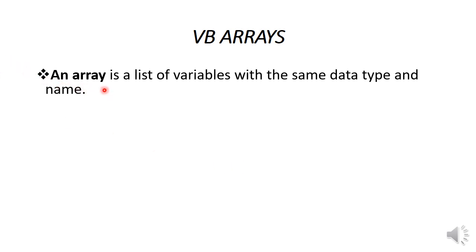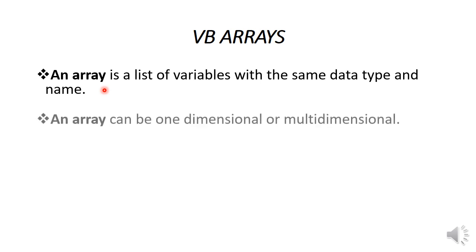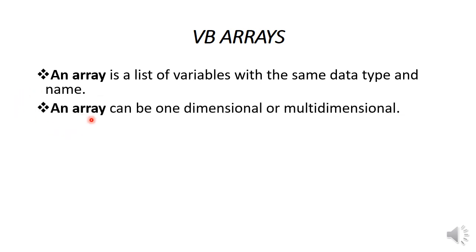An array is a set of elements with the same data type. It means that it's a set of contiguous memory locations able to store many elements with the same data type. An array can be one-dimensional or multi-dimensional. Multi-dimensional arrays are also classified into two main categories: two-dimensional arrays and three-dimensional arrays. In this video, we will focus on one-dimensional arrays and two-dimensional arrays.